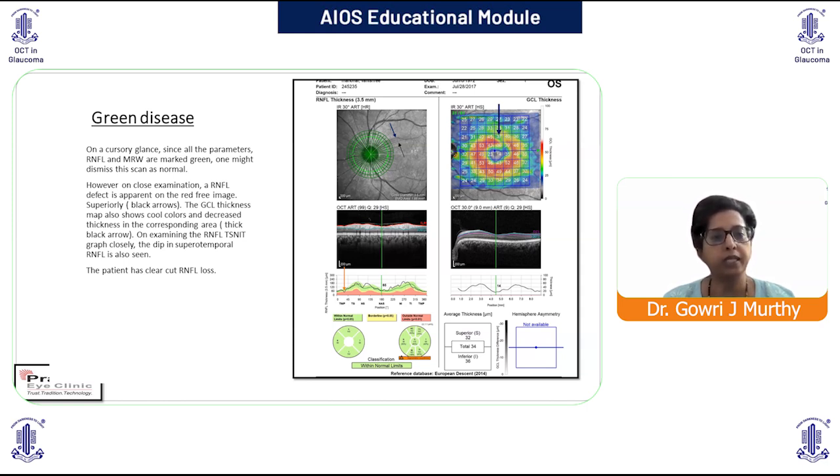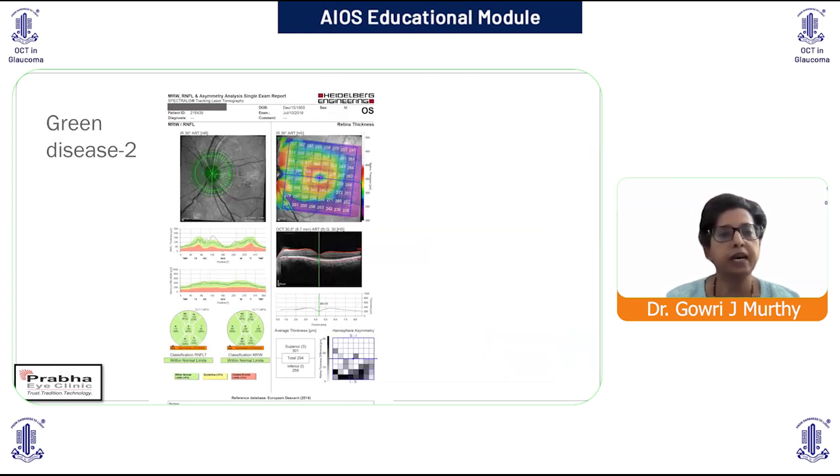And when you look at the GCL thickness map, then you can see that there is a break in the hot colors, the ring which is supposed to indicate the macular thickness. There is a break here, which means that in this area the thickness is less. So all these small things give you a clue that there is actually an abnormality, and this green here is not what it looks like. This is another example of the green disease.